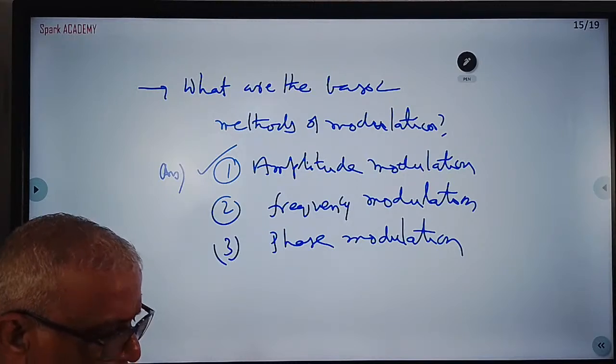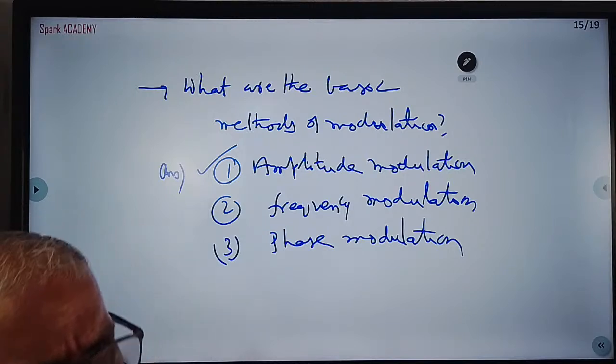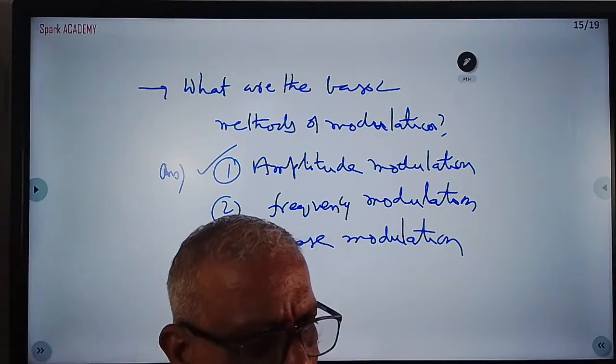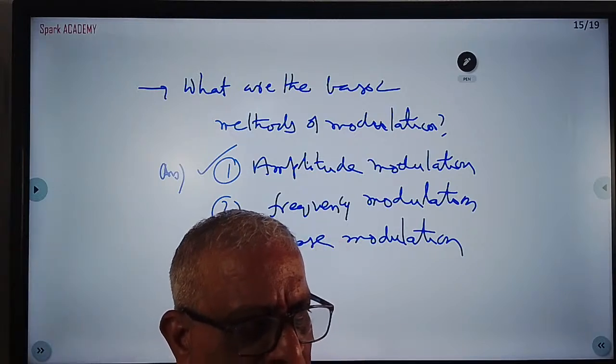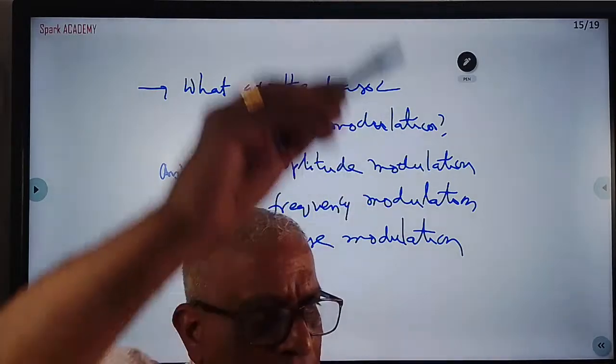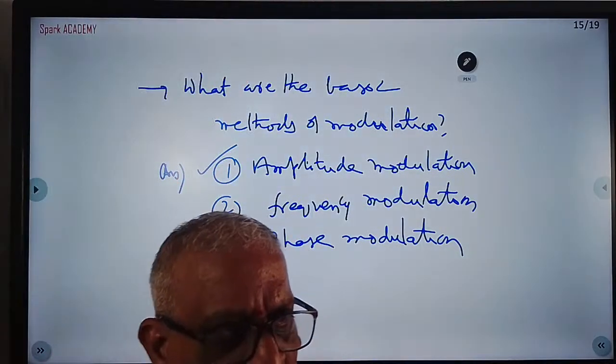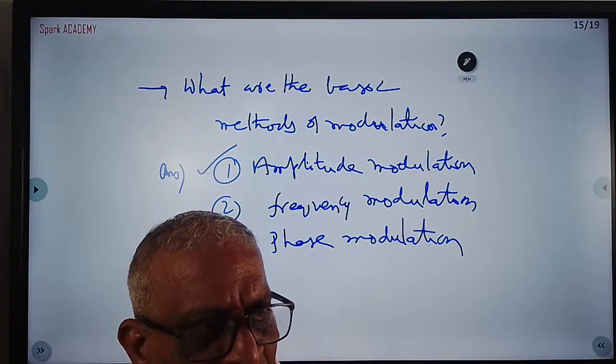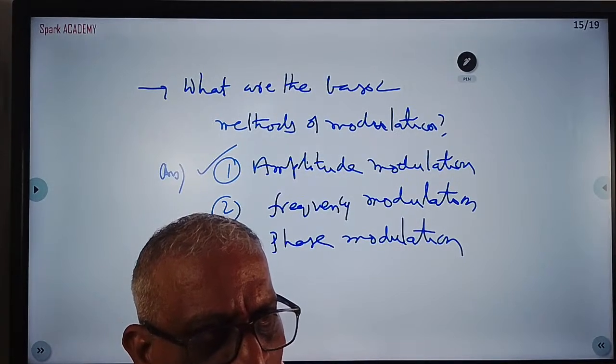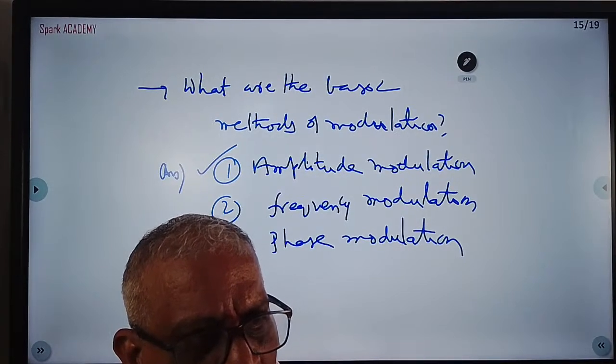Okay, students, thank you. But one more question is there: please read what is sky wave. Sky wave is a wave reflected from the ionosphere layers. In the middle frequency regions, we use sky wave. What is sky wave propagation? It was asked in AP and Telangana.